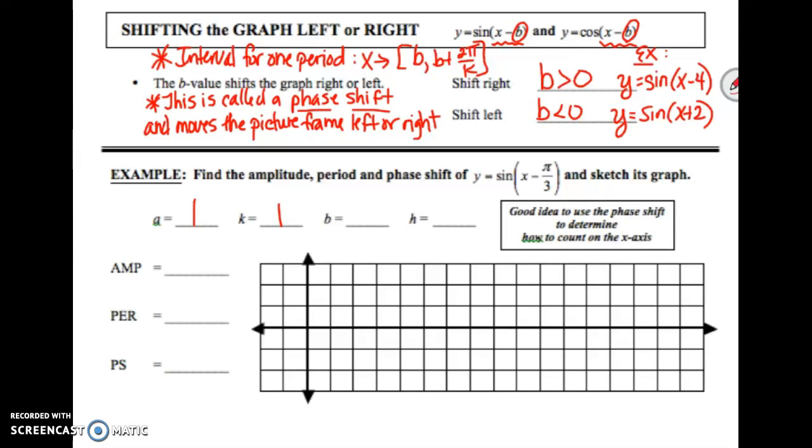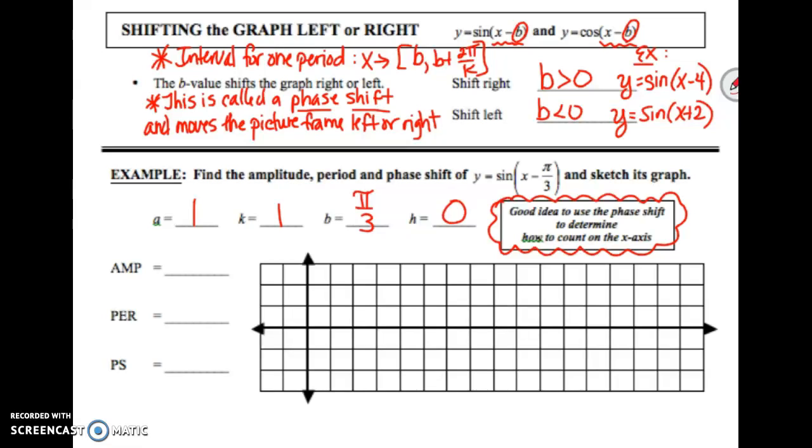Our b value is pi over 3, so we have a phase shift. Our h value here is 0. We will talk more about that later. That's going to move us up or down, right? Like a vertical shift. Okay? Now, this is really important right here. It says it's a good idea to use the phase shift to determine how to count on the x-axis. You want to make this as easy on yourself as possible.